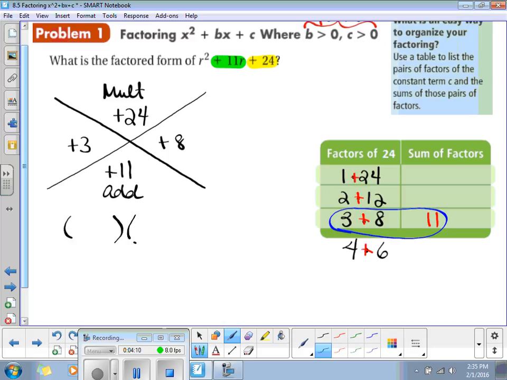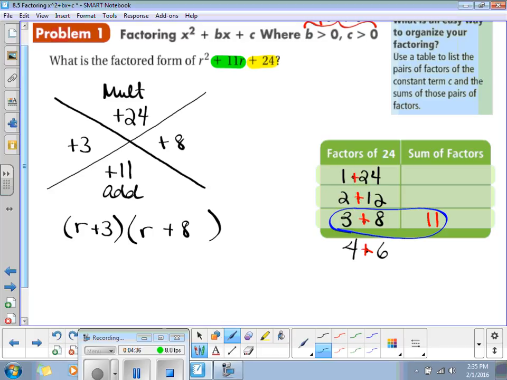So now we put them into our binomial terms. So we have, and these are r. Our first term is r squared. So it's going to be r times r. And then we just take this positive 3, put it into the parentheses. Take the positive 8 and put it into the parentheses.